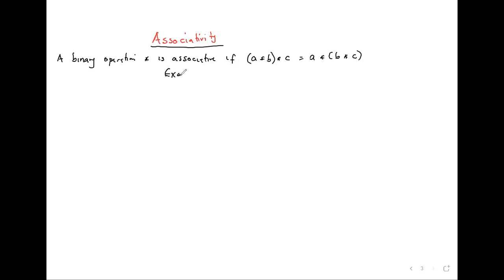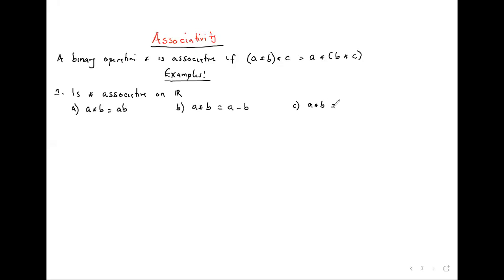Example, so that you can see what we are talking about. Is star associative on R? A star B is equal to AB. B, A star B is A minus B. C, A star B is 2AB.